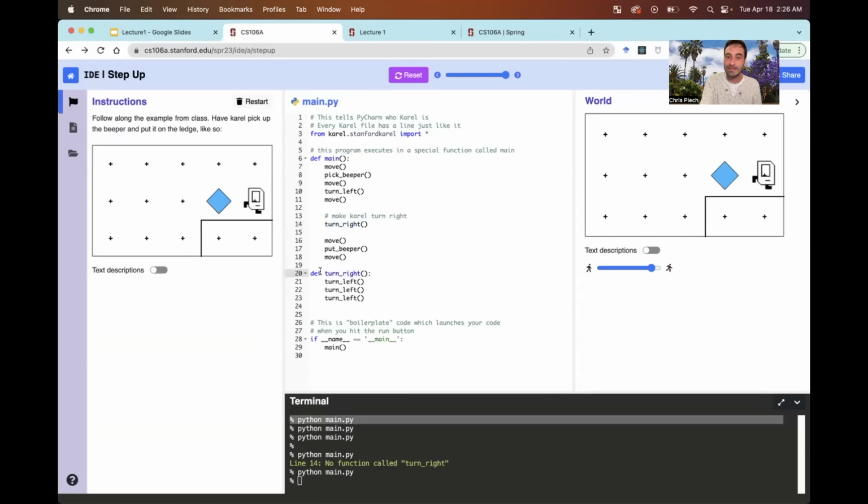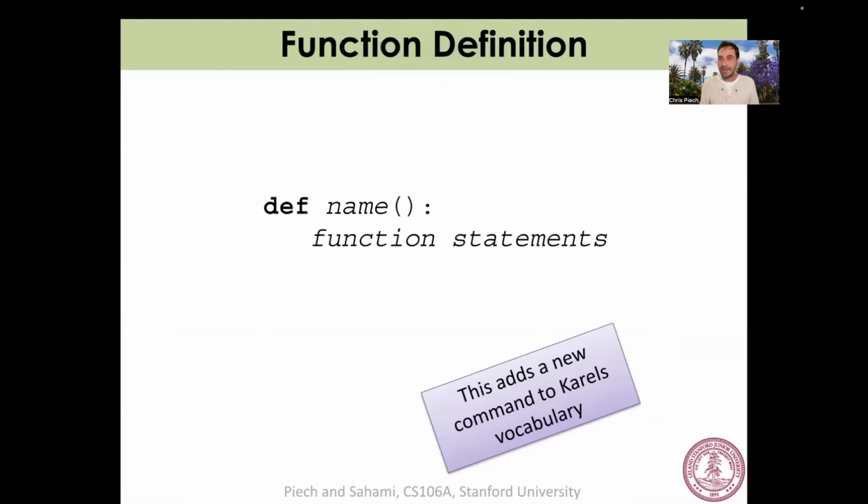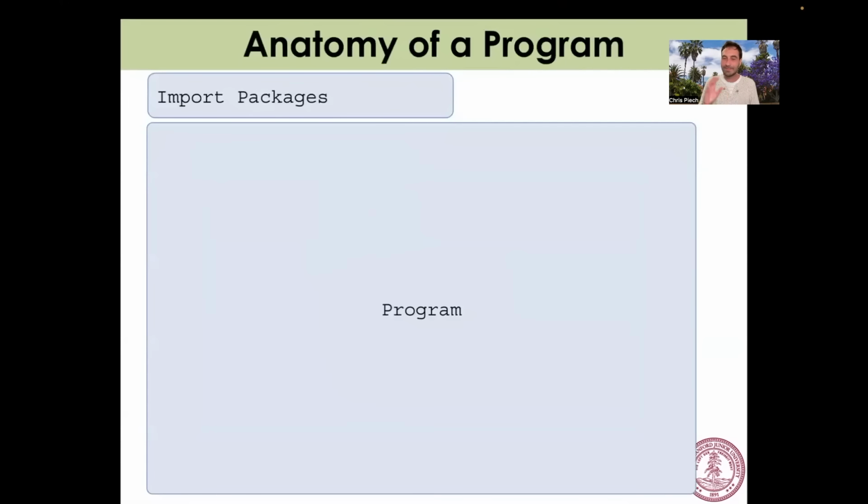So the big concept, you can define new functions. To say that more concretely, if you want, you can teach new vocabulary to Karel or any Python program for that matter by using a def. And you write def, you give it a name, parentheses, colon, and then you write the function statements that you want to be executed anytime somebody wants to do the command with your name. Don't actually write name there. Give it something like turn right. Okay, so let's see how those fit into the whole program.